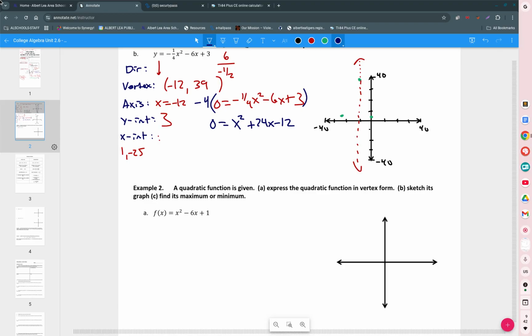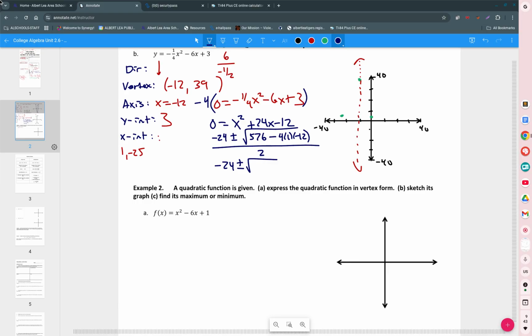formula, which is negative b plus or minus the square root of. We square b. Anybody know what 24 squared is? 576. So it says b squared minus 4 times 1 times negative 12, all divided by twice the a value. So we got negative 24 plus or minus the square root of. Shoot, what's 576? So it's minus a negative, so it's going to be plus on the inside.